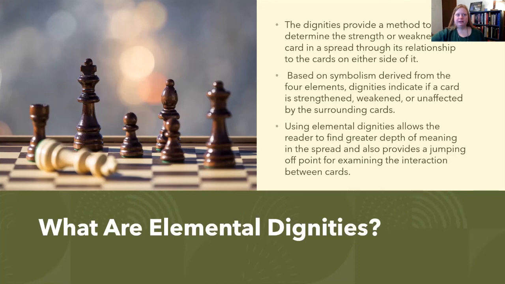Elemental dignities is taught in the Golden Dawn tradition, and a lot of people will use it as a substitute for reversed cards. It's not the same as reversed cards, but reversed cards often do indicate when something is stronger or weaker, and elemental dignities likewise often indicate when something is stronger or weaker. So there is a way of determining if a card has a more positive or just plain stronger influence in the spread, and when its influence is weakened.